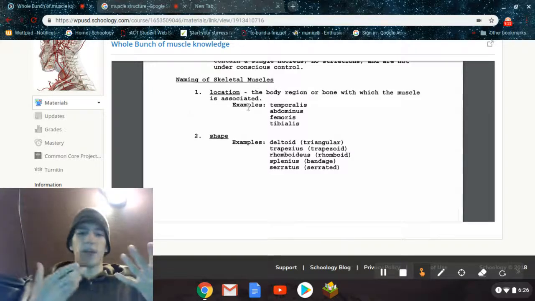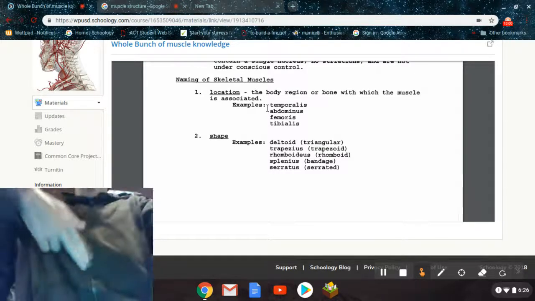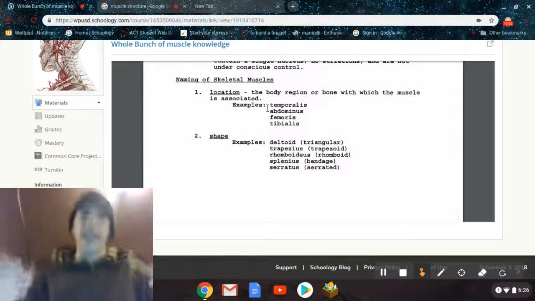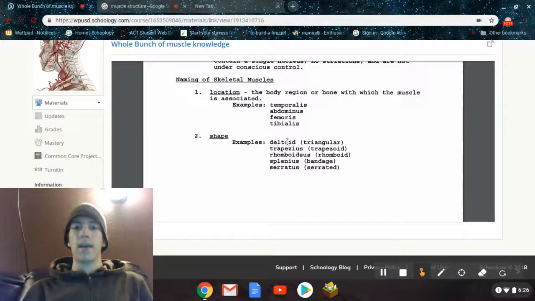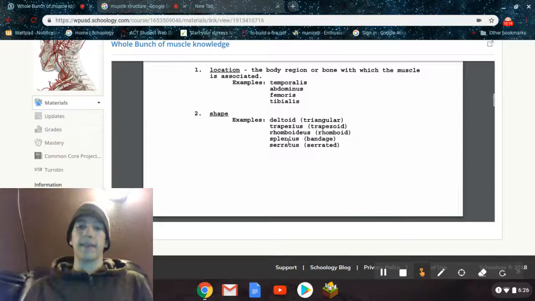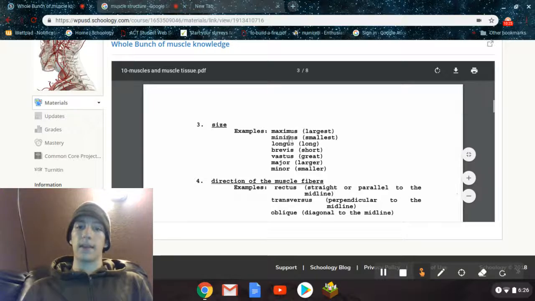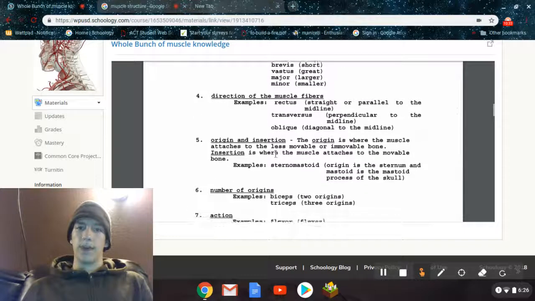So location. Some location terms are temporalis, like next to your ear. Abdominis, like in your abdomen. Femoris, like on your leg. Tibialis, like on your shin. And some shape examples are your deltoid, your trapezius, rhomboideus, anything that has a shape like you can see here. These are some size examples and their meaning right here. I really hope you guys can see that. The direction.